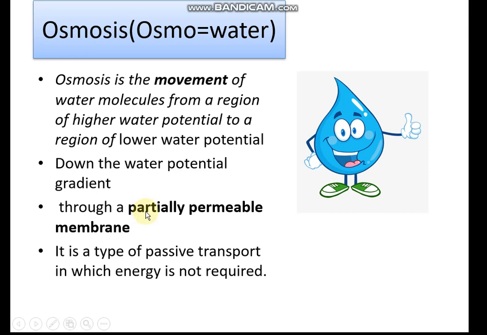There is one additional thing: a partially permeable membrane. You are familiar with the concept of a partially permeable membrane, and you learned this in plant cells and animal cells. So for osmosis, a partially permeable membrane is also required, and it is also a type of passive transport, which means that energy is not required. Here I am going to explain osmosis with another example.